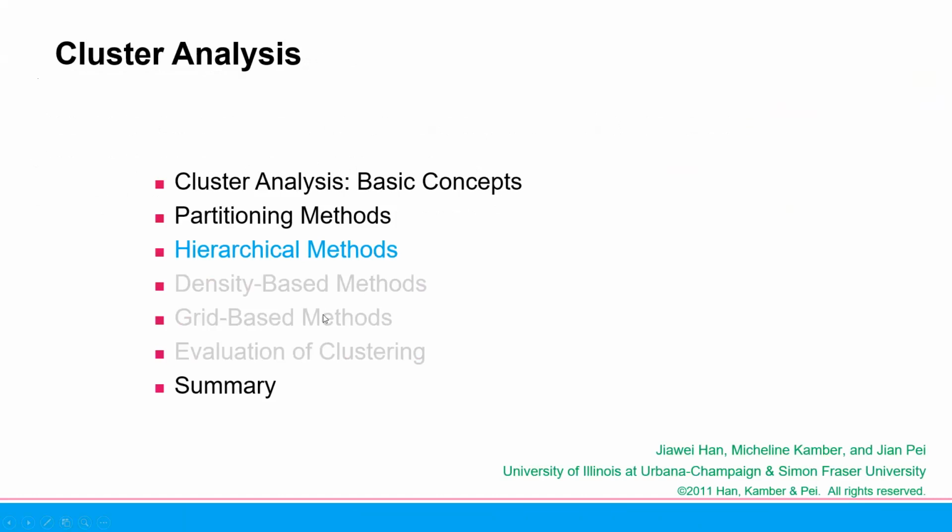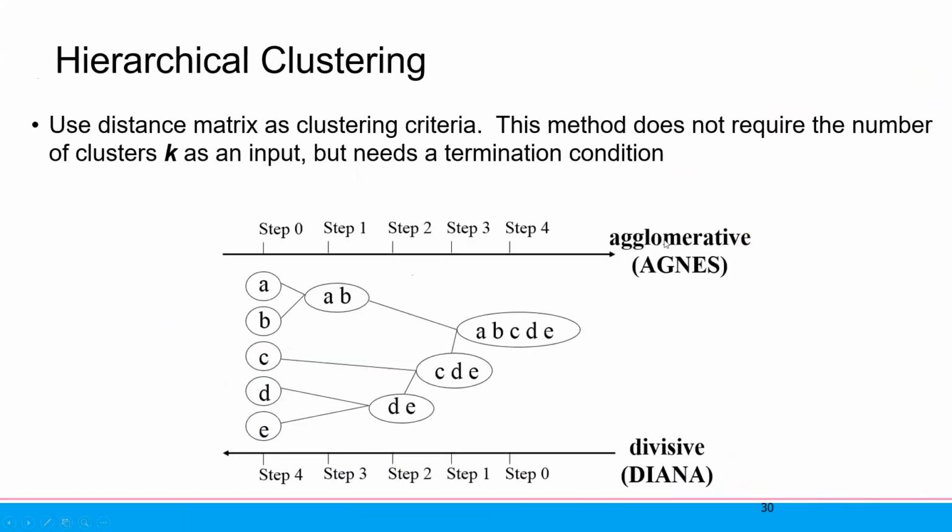Now we are going to learn the hierarchical methods. The previous one we learned about the partitioning methods. Now we are learning about hierarchical clustering. We need to use a distance matrix. Do you remember the distance matrix? We learned it in chapter 4, chapter 5.